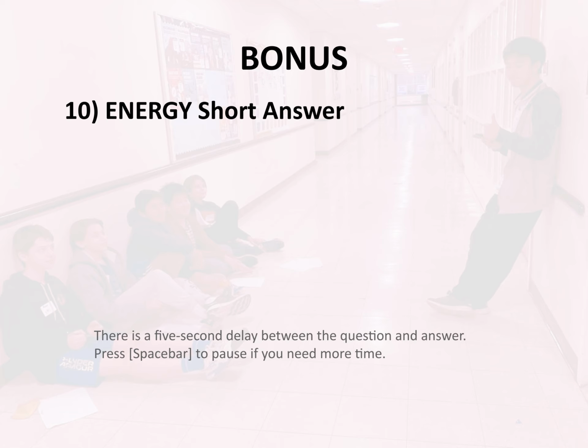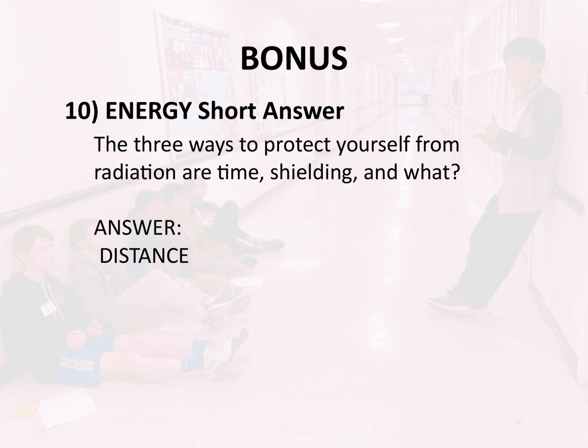Bonus 10. Energy. Short answer. The three ways to protect yourself from radiation are time, shielding, and what? Answer. Distance.